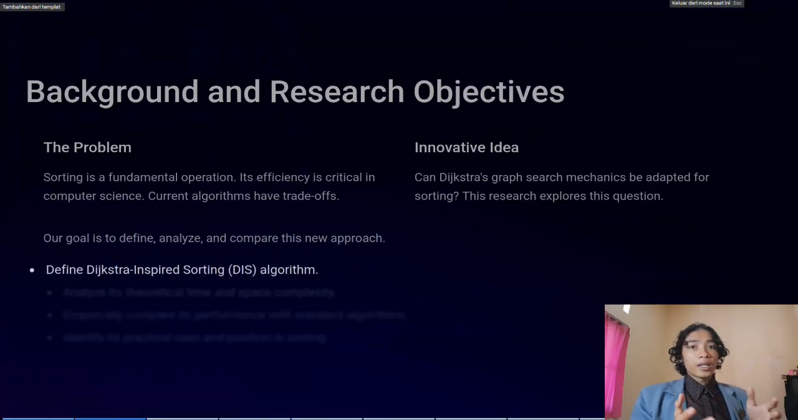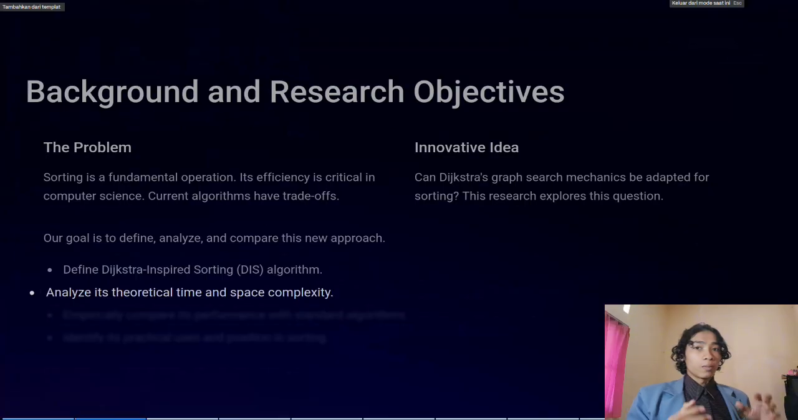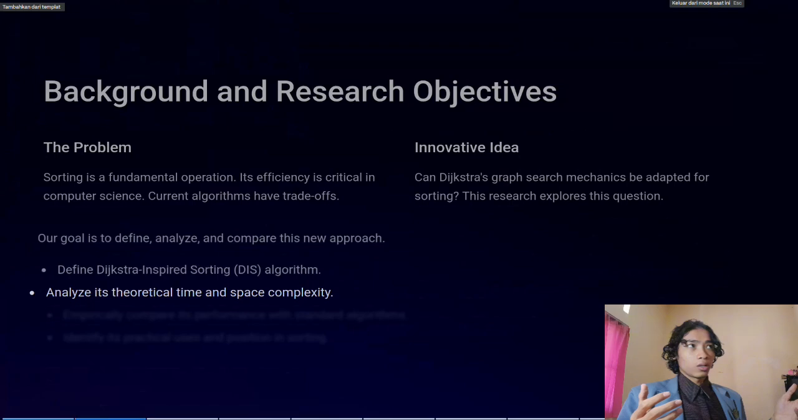From this, my research objectives became clear. First, to define a new algorithm that personally I call Dijkstra Inspired Sorting, or DIS. And second, to analyze it theoretically, and most importantly, to test its performance in the real world to see where it stands against established algorithms like quicksort, merge sort, or heap sort.